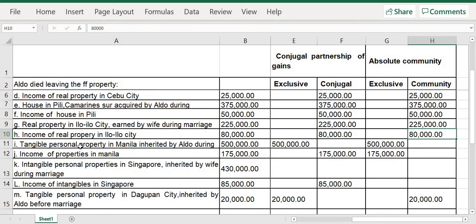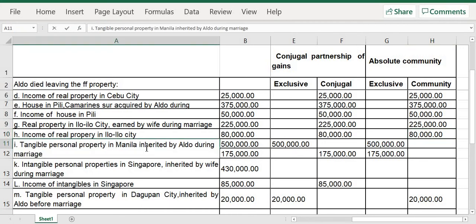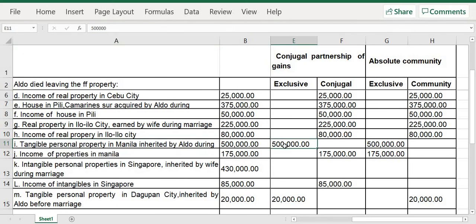Letter I, tangible personal property in Manila inherited by Aldo during marriage. Now, ito yung properties na na-inherit ni Aldo during marriage. So, na-receive niya or na-acquire niya by gratuitous title during marriage, kaya part yan ng exclusive property niya. Remember, under conjugal partnership of gains, lahat ng properties na na-acquire during marriage by gratuitous title is exclusive property niya. The same goes with the absolute community property, magiging exclusive property din ni Aldo yon.